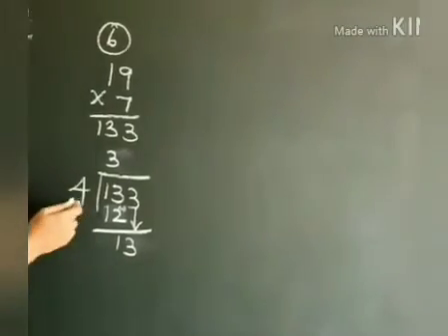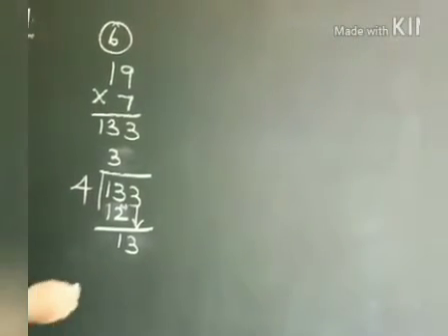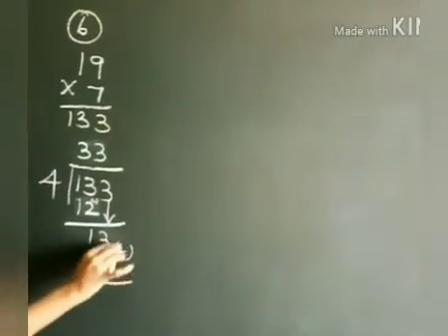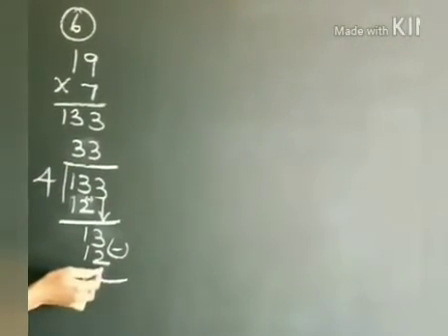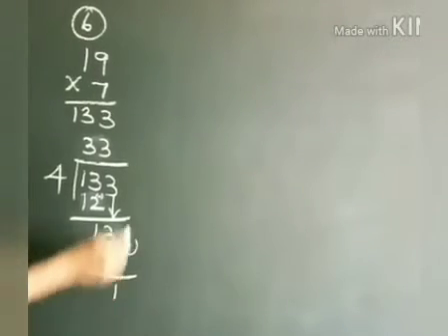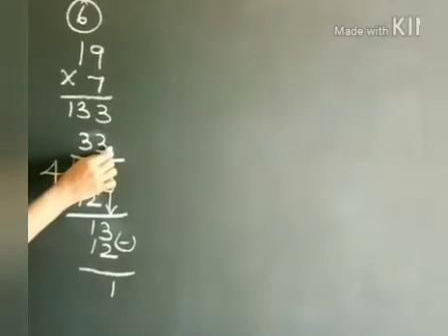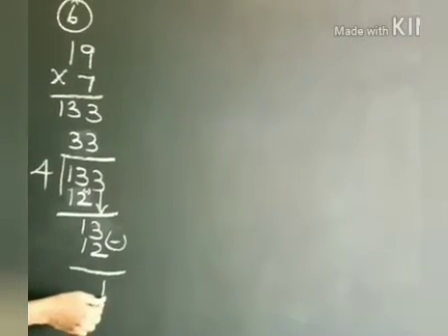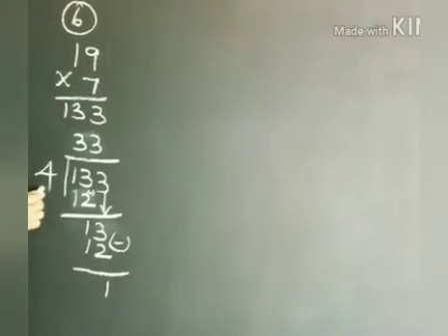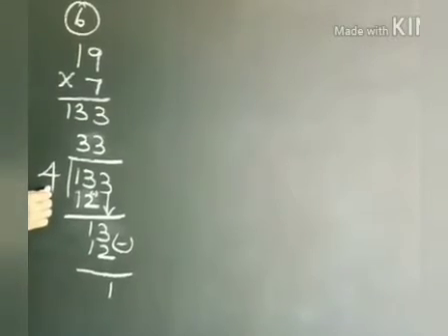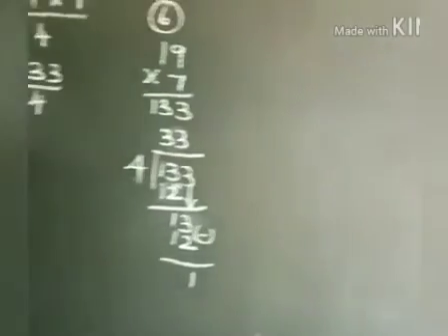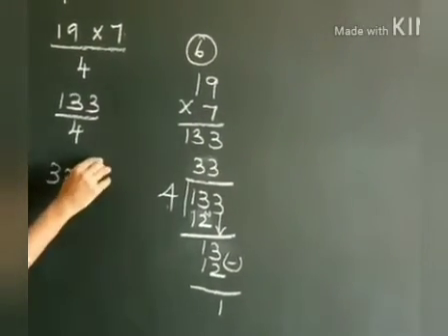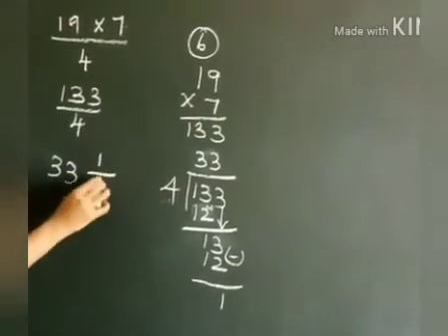Again we use the 4 table. 1 4s are 4, 2 4s are 8, 3 4s are 12. Then we subtract 13 minus 12 and get the answer 1. The quotient is considered as the whole number, the remainder is considered as the numerator, and the divisor is the denominator. So we get 33, the numerator is 1 and the denominator is 4.